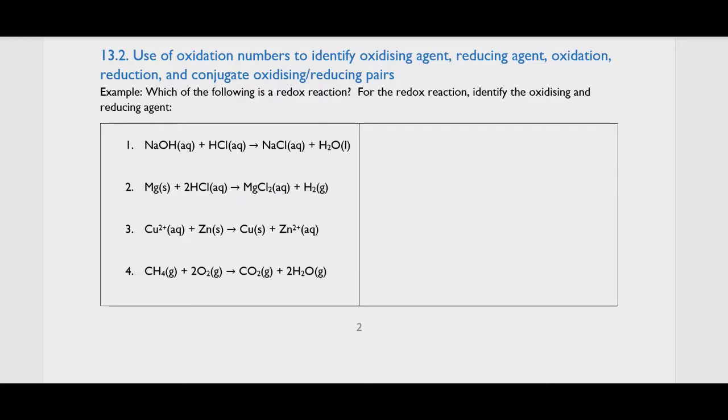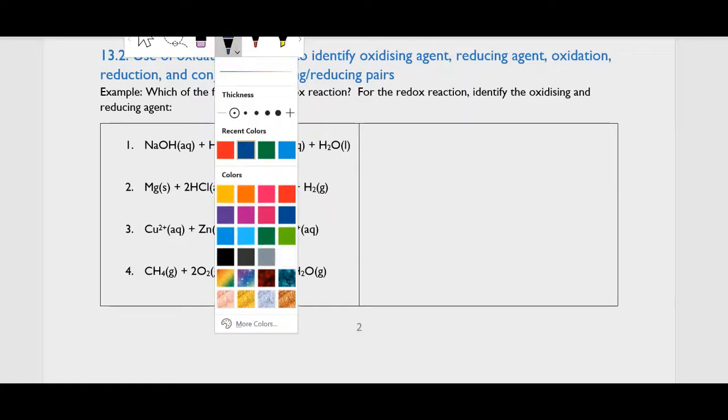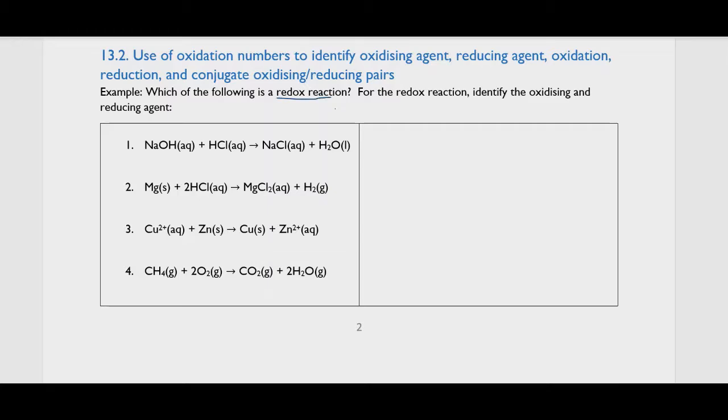Now, if I do a little bit of a recap from the previous video, we know that a redox reaction is a reaction that involves a transfer of electrons. So you have a transfer of electrons from the reducing agent to the oxidizing agent. Based on the previous video, you can detect a redox reaction if there is a change in the charge of the substance. So one substance will have an increase in charge and the other has a decrease in charge.